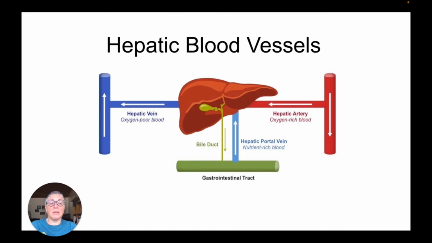So that nutrient-rich blood, the liver is going to figure out what to do with it. Is it going to deaminate the amino acids? Is it going to store the glucose as glycogen? Is it going to allow the glucose to proceed to the body? Whatever it is, the liver decides all of this. And so now the blood that's coming from the hepatic artery and the hepatic portal vein both are going to go out through the hepatic vein, up and around to the heart. So you just need to be aware of where to label these particular vessels.